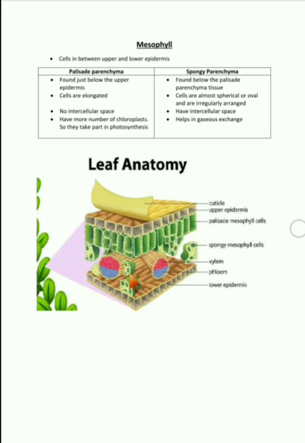Next we will see about the spongy parenchyma. These are the spongy parenchyma cells. They are found below the palisade parenchyma. The shape of the cells is almost spherical or oval. They are irregularly arranged and don't have any pattern of arrangement. You can see a lot of intercellular spaces, that is the space between two cells. They help in gaseous exchange. Remember, palisade parenchyma helps in photosynthesis, whereas spongy parenchyma helps in gaseous exchange.